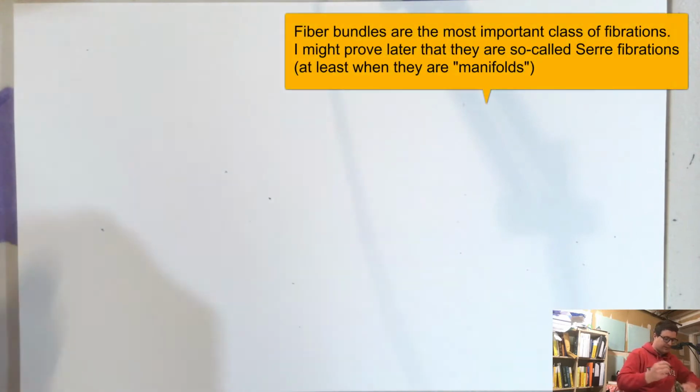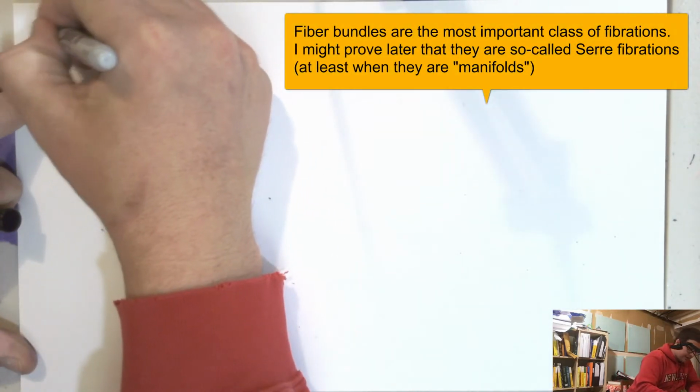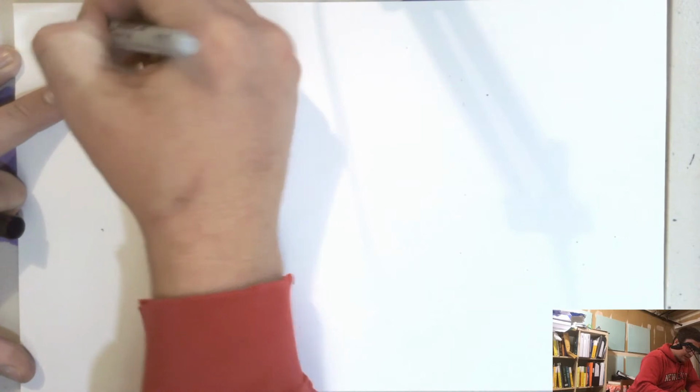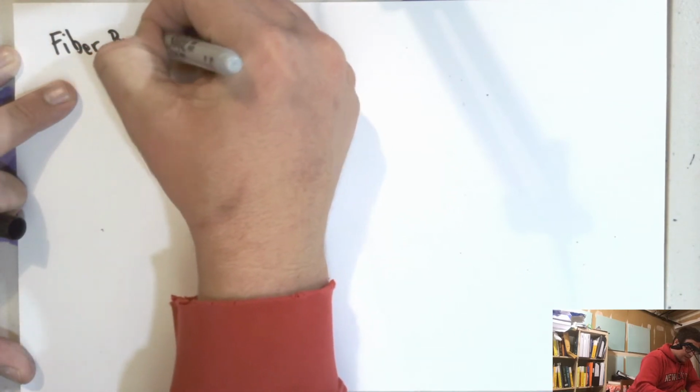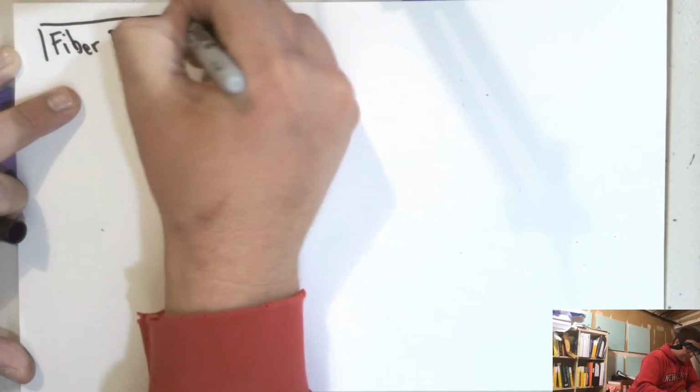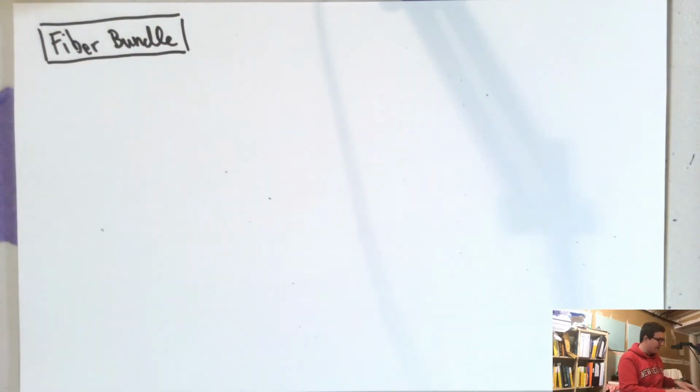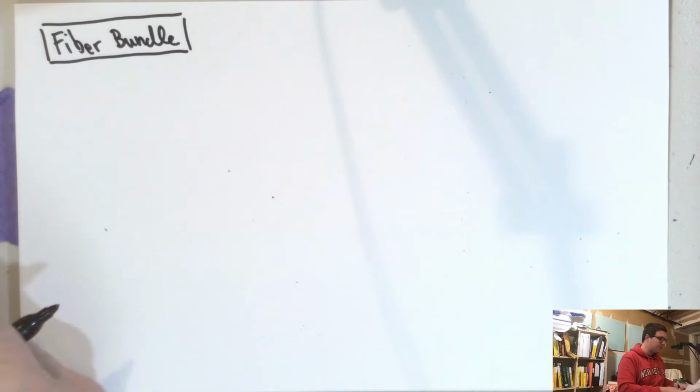Okay, so I wanted to find fiber bundles. So what's a fiber bundle? I think I have another video on this, but this was the first thing. Okay. So fiber bundles are maps which locally look like a fiber.